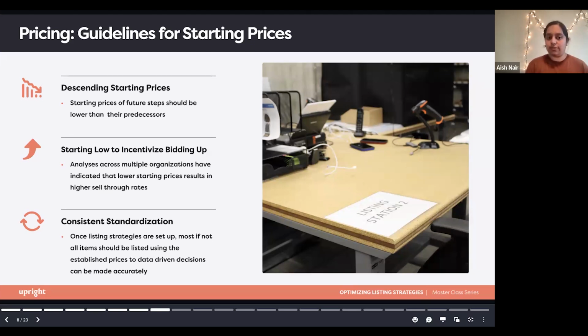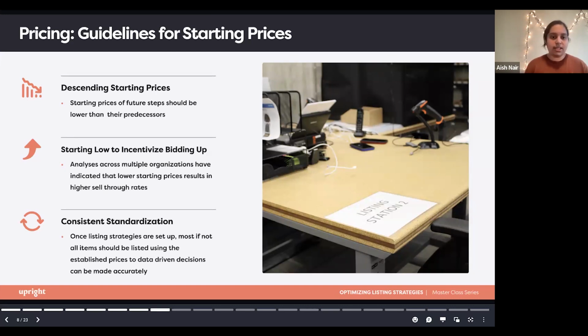Typically, if it hasn't sold in the first step, that is also potentially an indicator that your customer base may not be as interested in that item. So having that descending starting price structure can incentivize a customer who was maybe on the edge when the item was $19.99, but now that it's $15.99, they're going to go ahead and make that purchase.